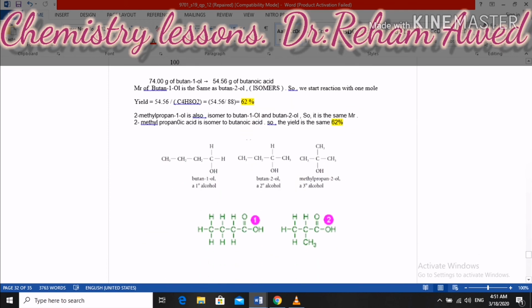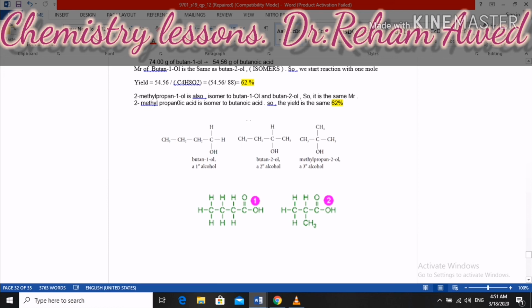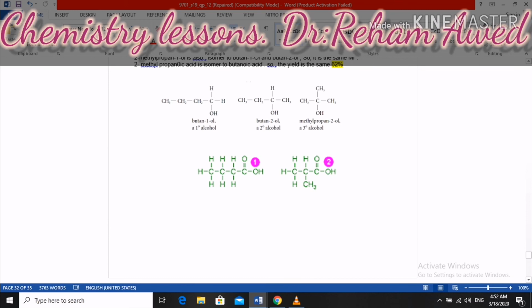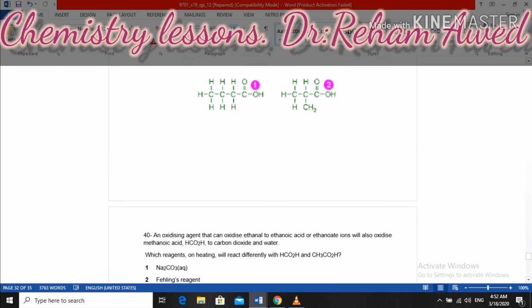Butan-1-ol, butan-2-ol, and 2-methylpropan-2-ol are all isomers. We have a primary alcohol, a secondary alcohol, and a tertiary alcohol. In the second one, butanoic acid and 2-methylpropanoic acid, we also have 2 isomers. So we only need to calculate the relative molecular mass for the isomers one time, not more.